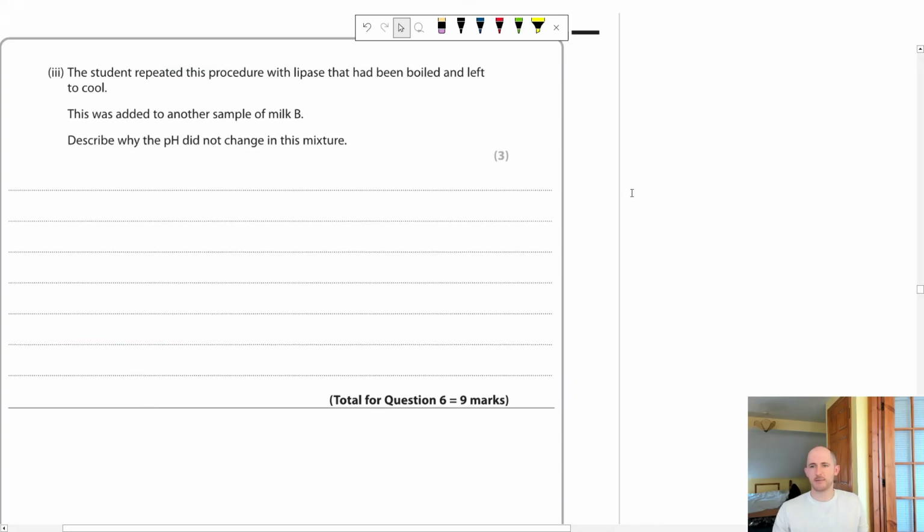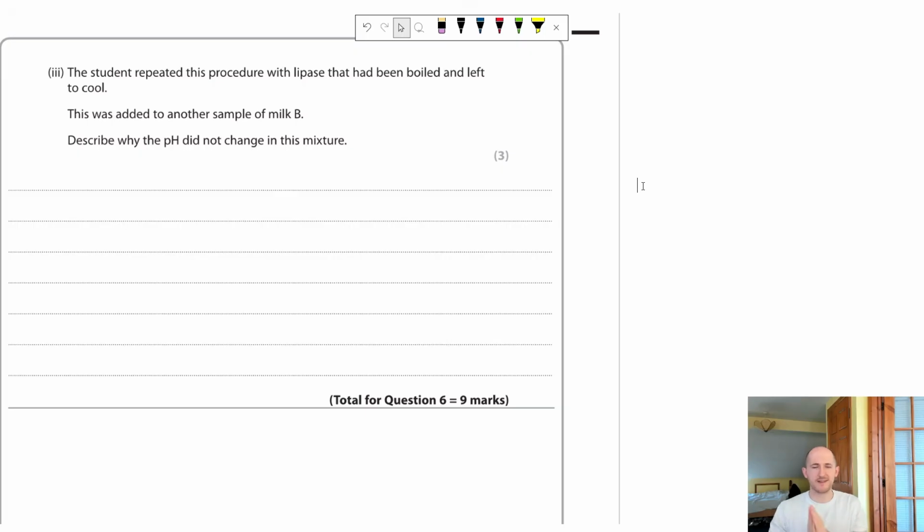The student repeated the procedure with lipase that had been boiled and left to cool, and it was added to milk B. Why did the pH not change? Well, think about it. There's two reasons why the pH wouldn't change. Either one, there's no fats present, hence no breakdown into fatty acids. But this is milk B. We know there's fat. So what else could it be? Well, it means that the lipase isn't doing its job. Why? Can you see my logic here? The process of elimination, the process going on in my brain. I'm thinking of all the possibilities, crossing off the ones that can't be true. The only solution is that the lipase, for some reason, didn't break down any fats.